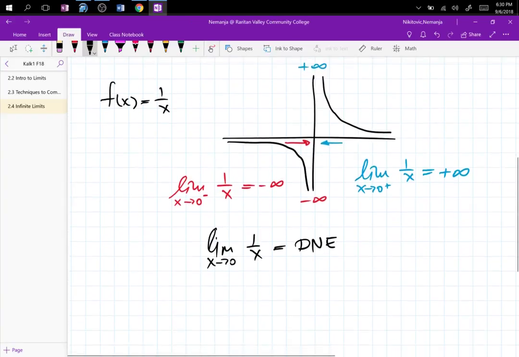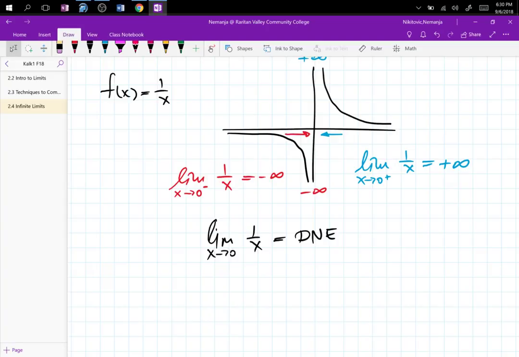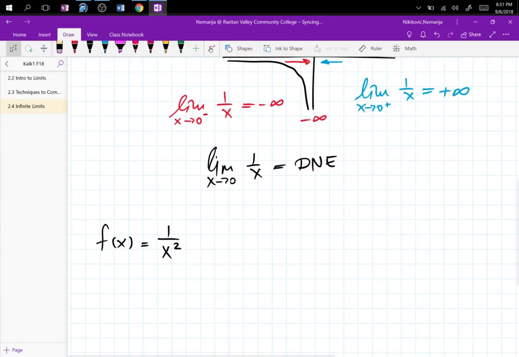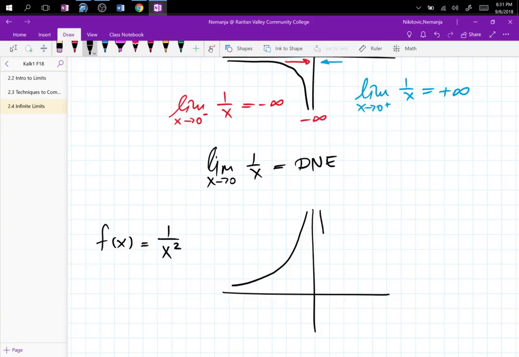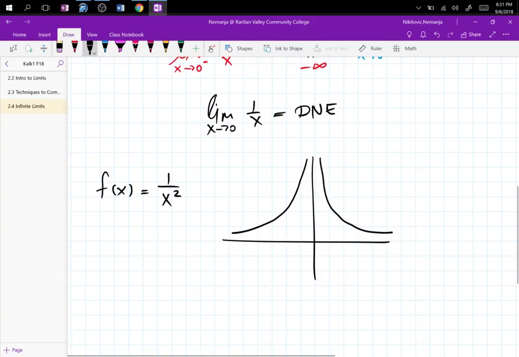Now, we are going to take a look at another function, which is 1 over x squared. And we're going to do exactly the same, left, right, and then overall. The graph would look like this now.